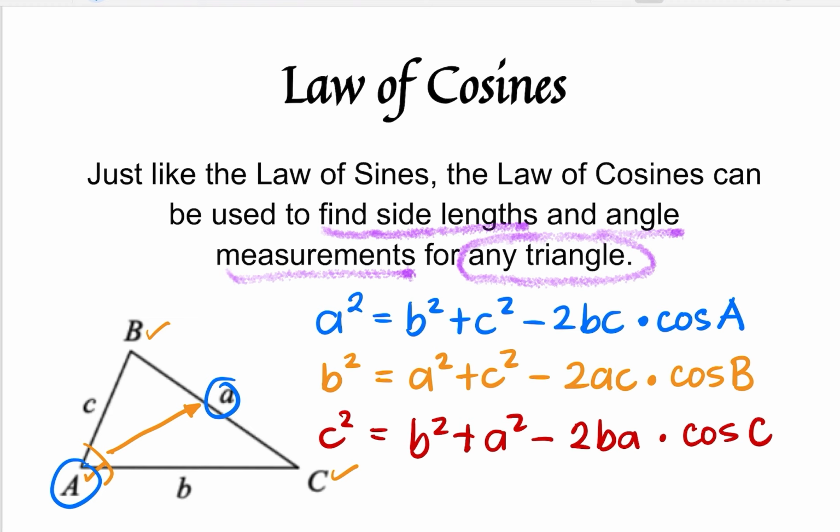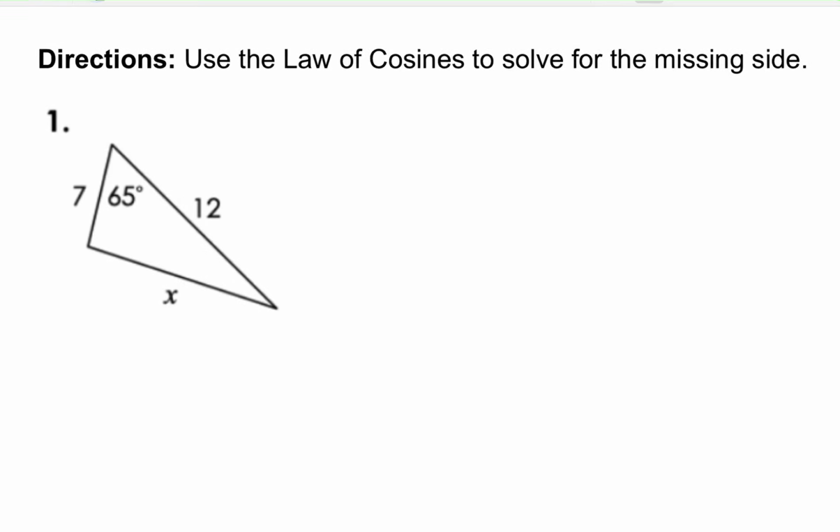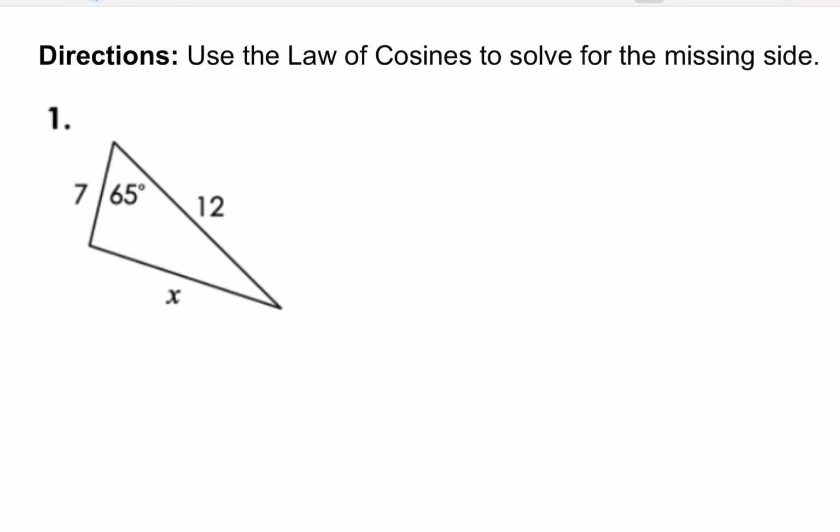Let's use this formula to find the missing side of this problem. First thing we need to do is label the given. We're given an angle, and I want to make this my A. Opposite to the angle is small letter a. Then the other two sides are going to be my b and c. I want to make the 7 as b and 12 as c.